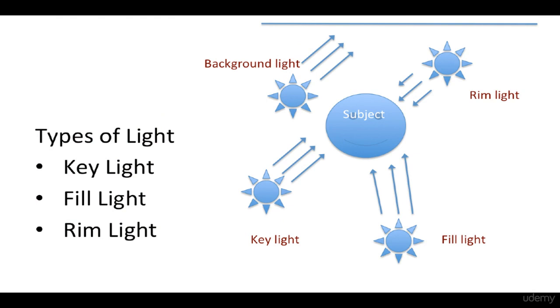Fill light. A fill light is used to open up the shadows. Ideally, fill light doesn't have its own shadow as it is generally less in intensity than the key light.